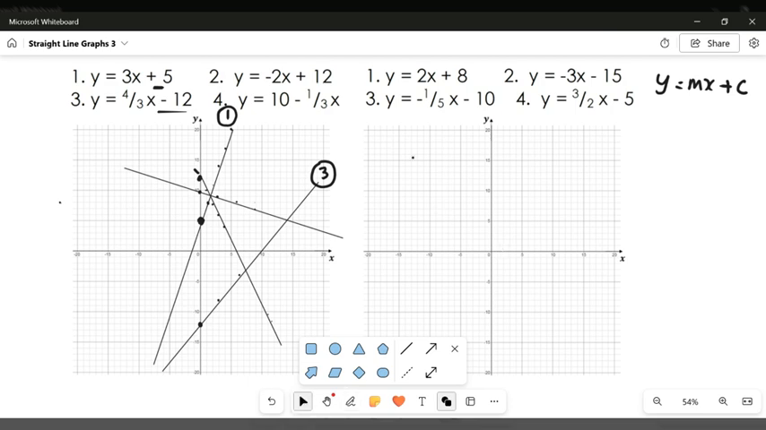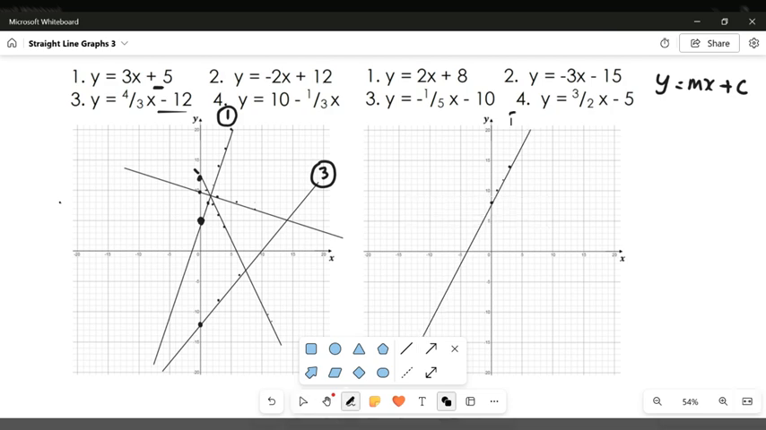Okay, so number 1, y equals 2x plus 8. That means it's going to cross the y-axis at 8. It's going to have a gradient of 2. It's a whole number, so that means its denominator is 1. So across 1, up 2. Across 1, up 2. Put 2 or 3 points in there so you've got enough so you can line your ruler up. So that is number 1.